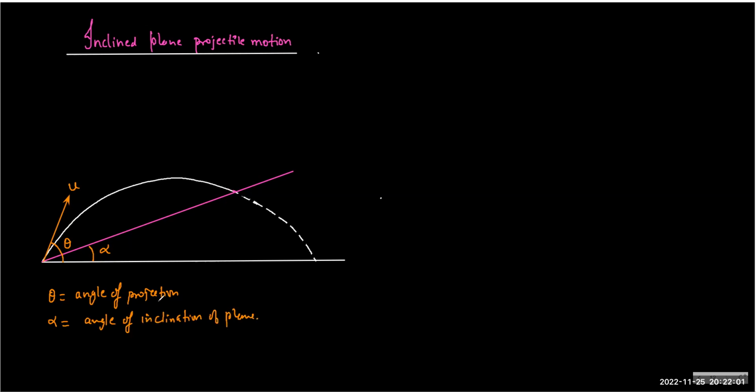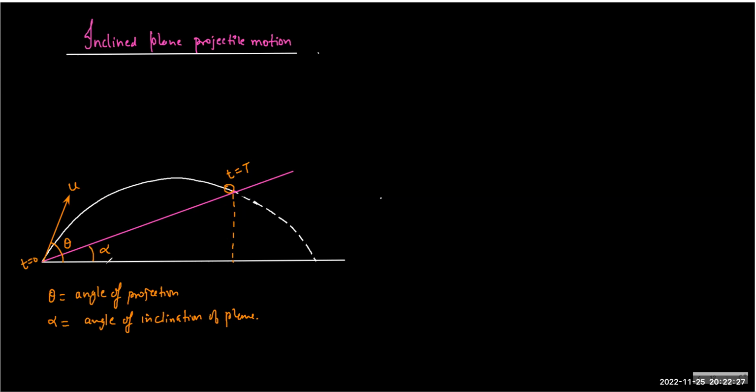Definitely to throw something up the plane, you will throw at an angle more than alpha. So theta is definitely more than alpha. But as I said, the journey is stopping here only. Okay. So in this case, the definition will change. The time of flight, if I call this t equals 0, then this is called the time of flight. So our time of flight will end here itself.